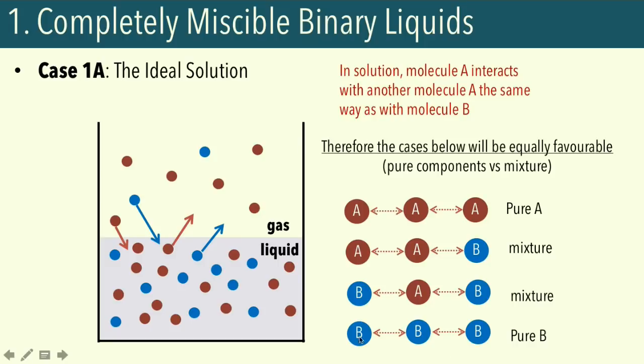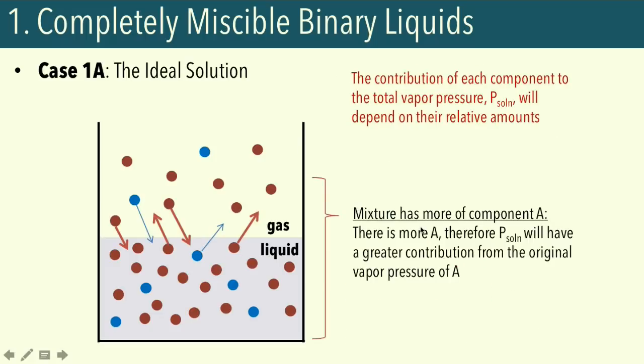If we consider the vapor pressure of our solution, it's going to be dependent primarily on the relative amounts of each of the components. For example, if you have a mixture that is richer in component A, the vapor pressure of the mixture will be more characteristic of the original vapor pressure of A. If we have more A in the liquid, we expect more A in the vapor phase. The same goes for B: if we have more B in our liquid phase, the vapor pressure of the entire solution will be more characteristic of the vapor pressure of pure component B.